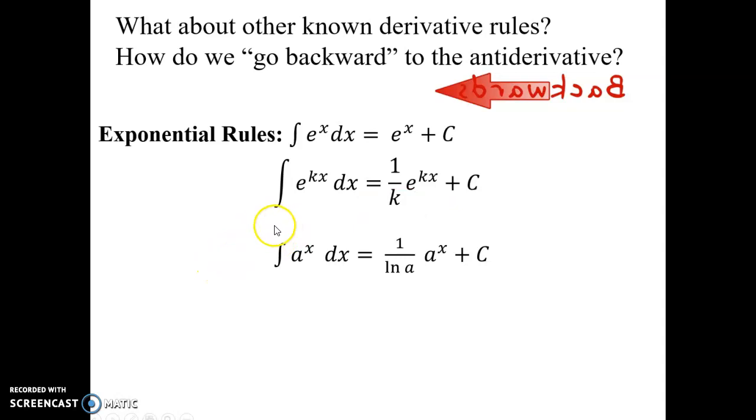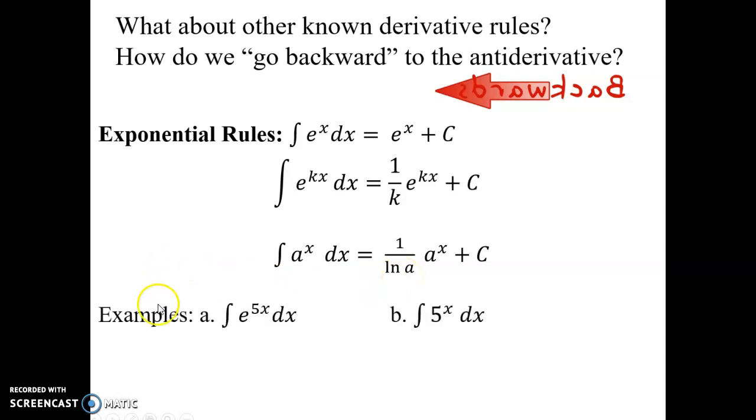The antiderivative rule for exponentials, if I have an exponential function, is equal to 1 over the natural log of the base of that function multiplied by a to the x plus c. Again, this is similar to the derivative formula for exponentials, where we multiply by the natural log of the base. Here we divide by the natural log of the base.